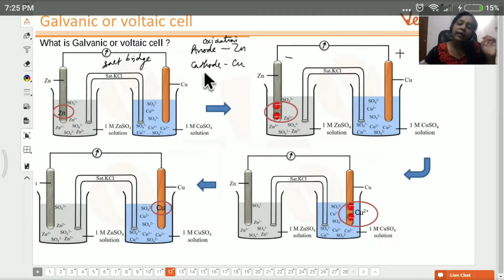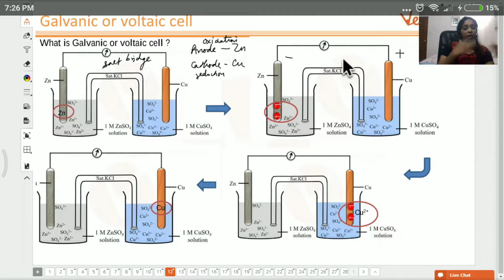And cathode is where reduction happens. So wherever you see a gain of electrons happening, I call it the cathode. Clear? So this will clear your doubts about all this anode, cathode confusion, right? So what's happening? Basically, electrons will flow from the negatively charged electrode zinc to the positively charged electrode copper, and current will obviously flow in the opposite direction.